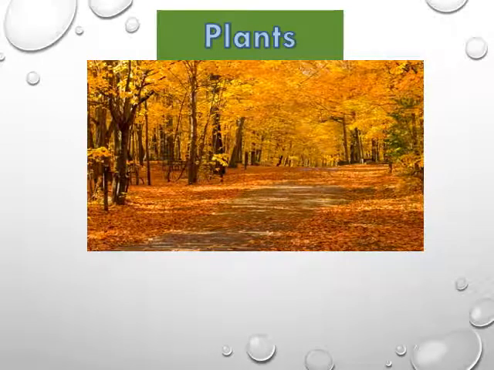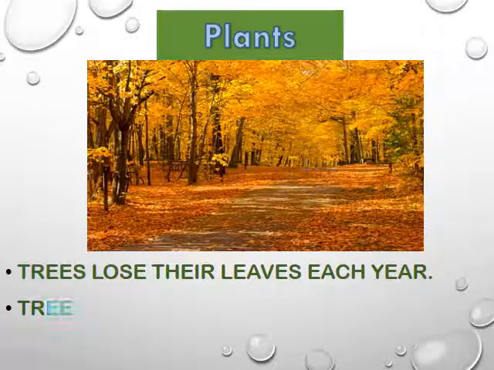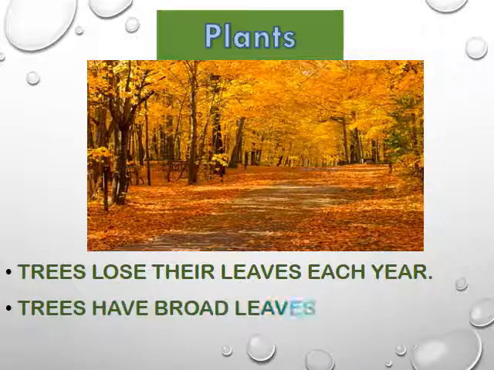Now we're going to talk about the living things that we might find in the deciduous forest, whether they are plants or animals, and how both of them adapt to the type of weather that the deciduous forest is in. So the plants first, we have the trees. They lose their leaves each year.